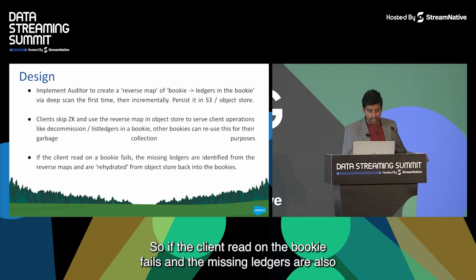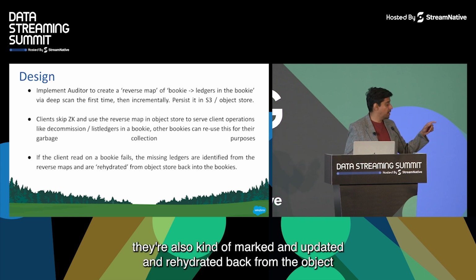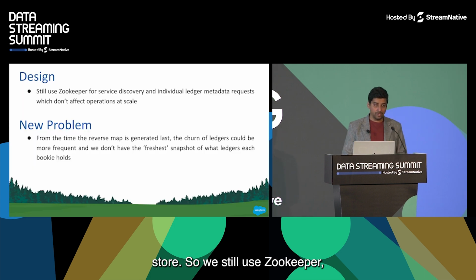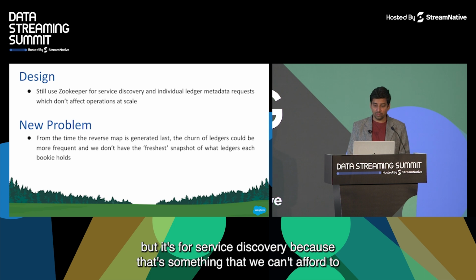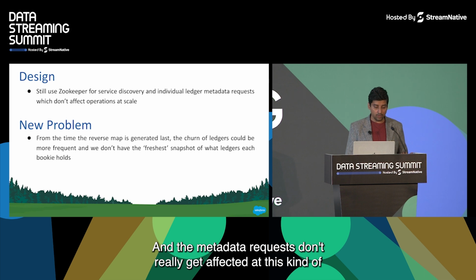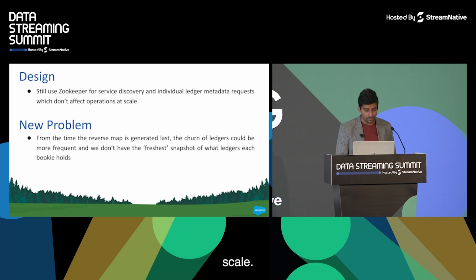So if the client read on the bookie fails and the missing ledgers are also identified, they are also marked, updated and rehydrated back from the object store. We still use ZooKeeper, but it's for service discovery, because that's something that we can't afford to lose. And the metadata requests don't really get affected at this kind of scale.